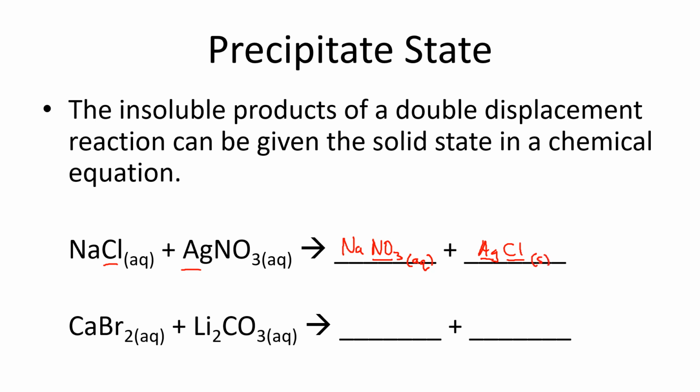Next one, all right, we have lithium, that's going to go with the bromine, and we'll have calcium with the carbonate. So the bromine there is usually soluble, and lithium is no exception, so again, aqueous for the first one. Carbonates are insoluble, calcium is no exception, so that's our insoluble one, so it gets the little s for solid.